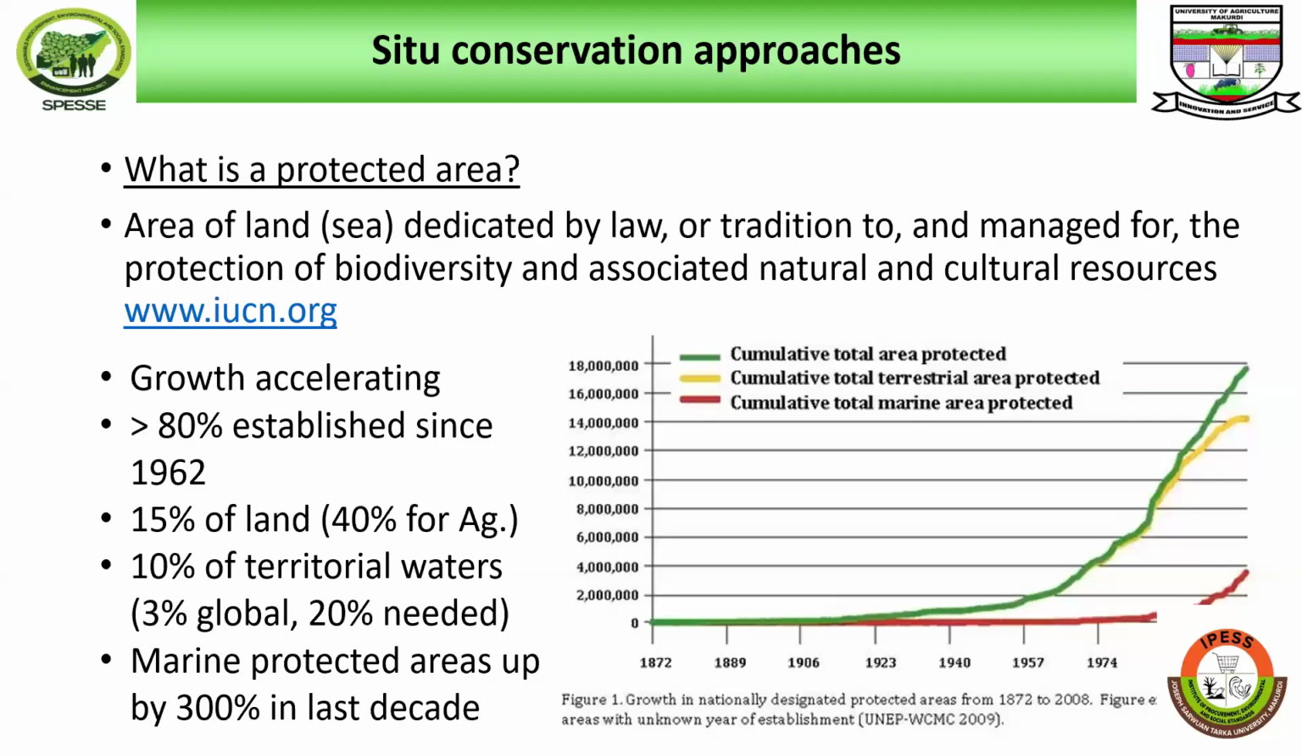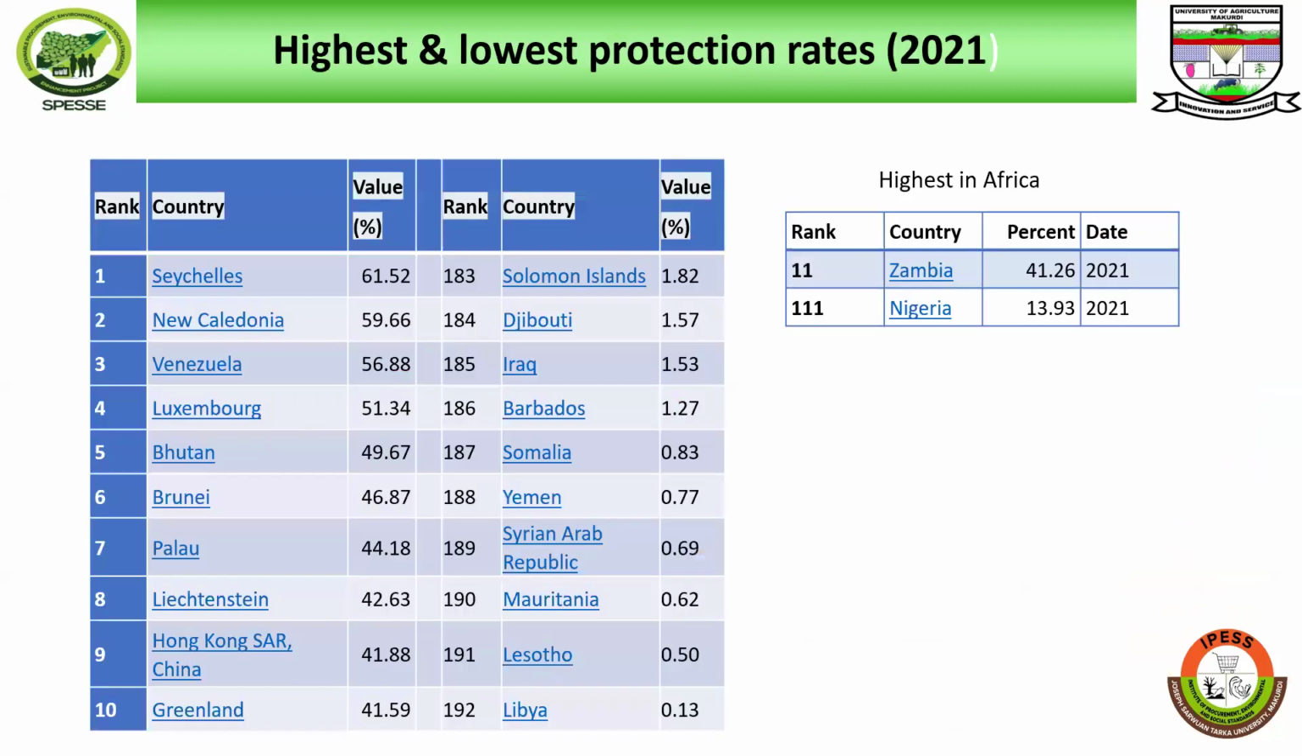Marine protection is up by 300% in the last decade. So in the last 10 years, we've done a lot in terms of marine protected areas. We have a look at the countries with the highest protection areas, and Seychelles comes first, and that's interesting.